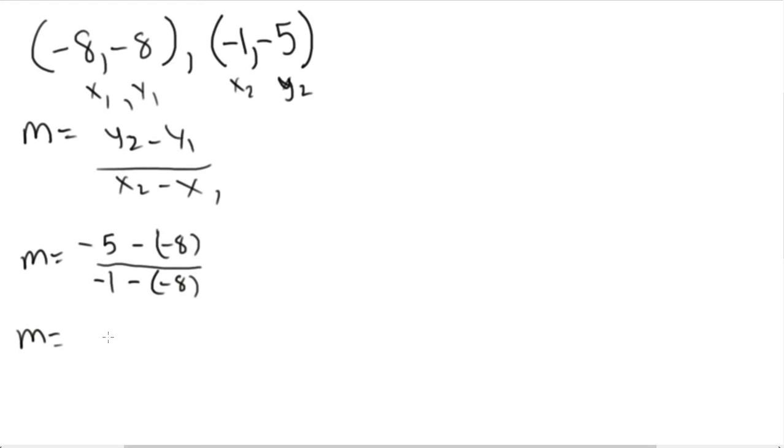So m equals negative 5 minus minus is plus, so that's a plus 3, all over minus, and a minus minus is plus, so that's a plus 7. So slope m equals 3 over 7. If that's what you came up with, then you're on the right track.